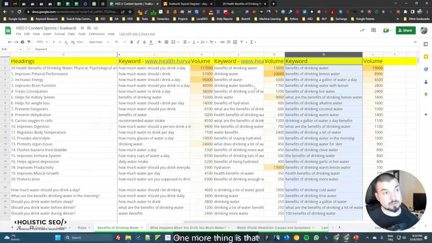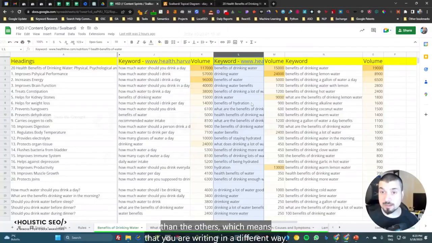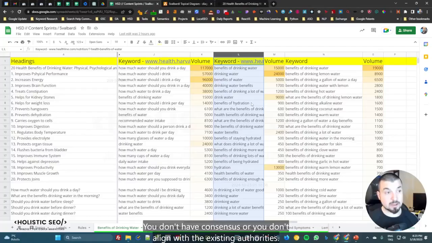One more thing I need to tell you: while using this section, it is important to balance your uniqueness. If you are too unique a source, which means you are too different from the others, you are writing in a different way, you don't have consensus or you don't align with the existing authorities, it might be really hard for you to start ranking at that point.